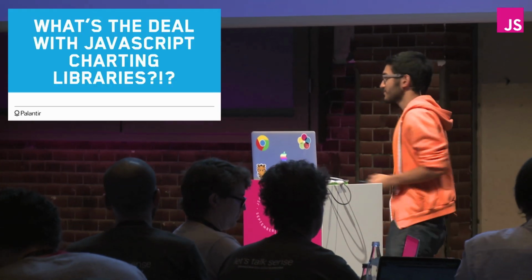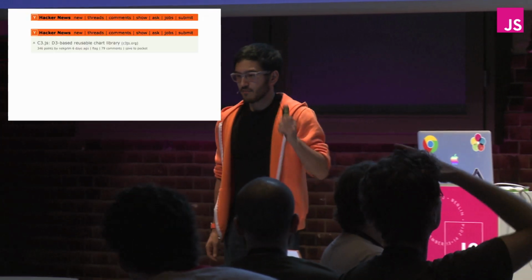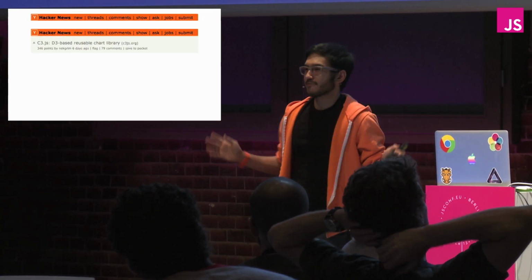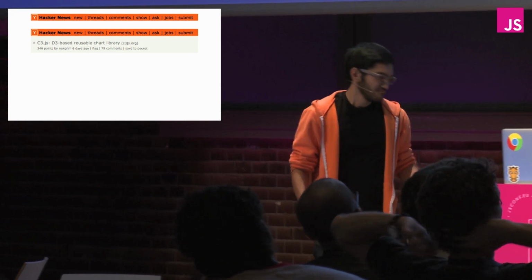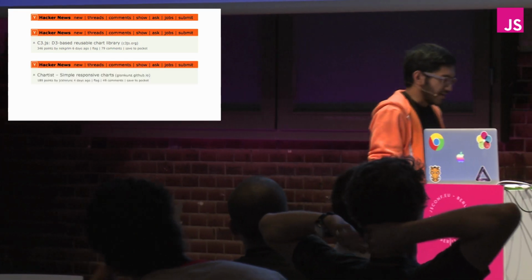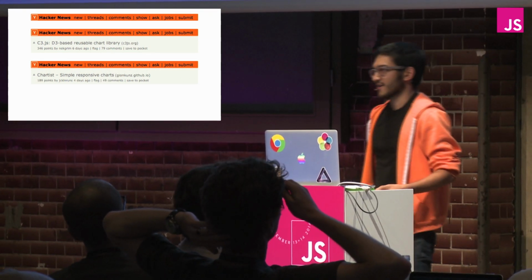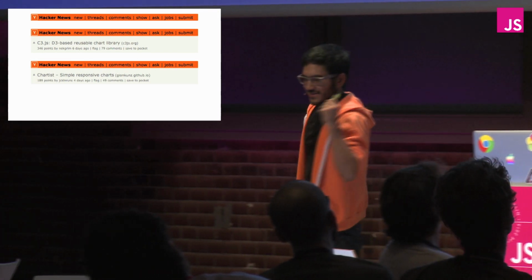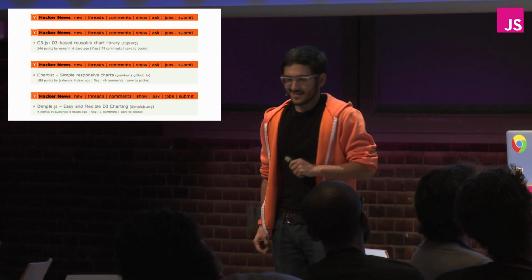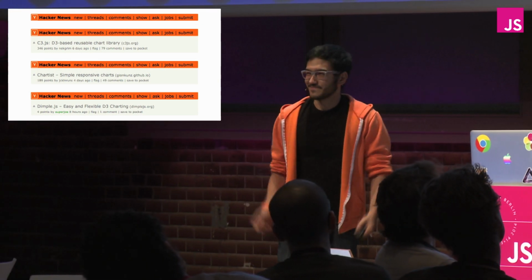OK, so suppose that you are reading Hacker News. And on Monday, you see somebody post C3.js, a D3-based reusable charts library. So you're like, OK, whatever. And then on Wednesday, somebody posts Chartist, JavaScript-based reusable charts. So that's a little bit strange, right? And then on Sunday, somebody posts Dimple.js, easy and flexible D3 charting. So what?